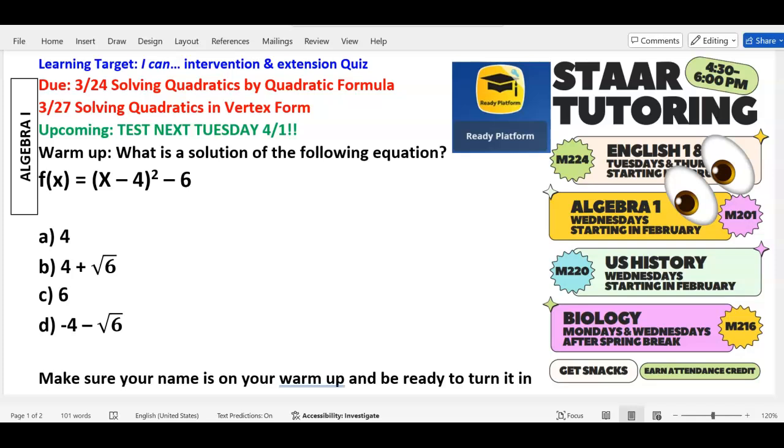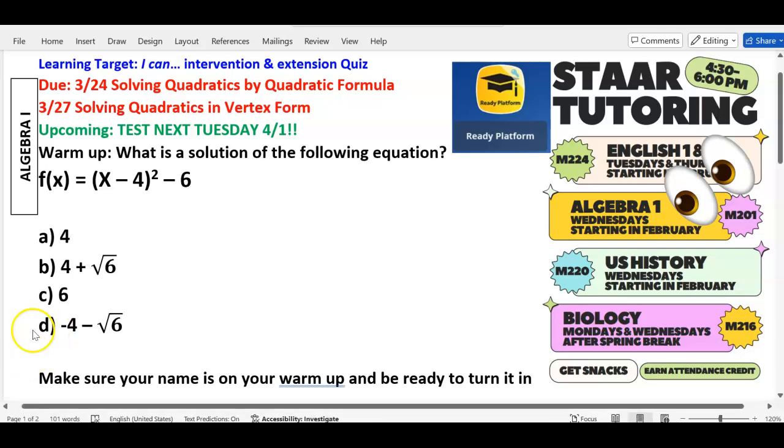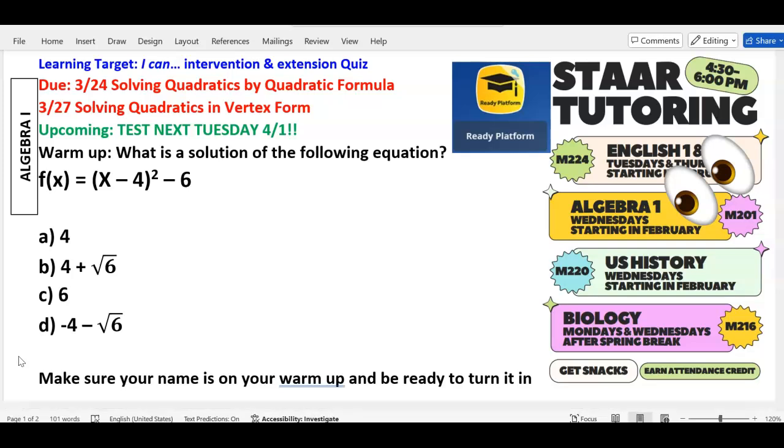Okay, so yesterday we did solving quadratics in vertex form. Looks like this. Date on this. Yesterday. Okay, solving quadratics in vertex form. And then y'all remember earlier in the week, solving quadratics by quadratic formula.